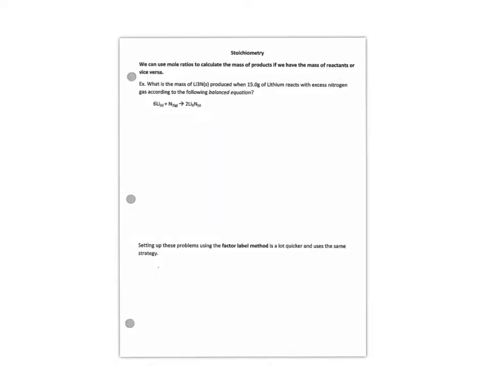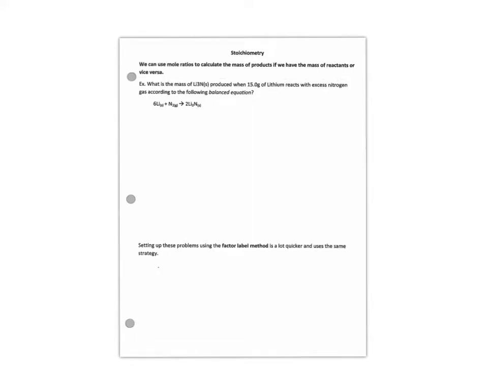In this video lesson, we're going to look at how to actually solve stoichiometry calculations. So remember that stoichiometry is using mole ratios to solve problems involving the mass of reactants and mass of products. So to do this video lesson, you're going to want a copy of this handout. It says right at the top that we can use mole ratios to calculate the mass of a product if we have the mass of reactant or vice versa.